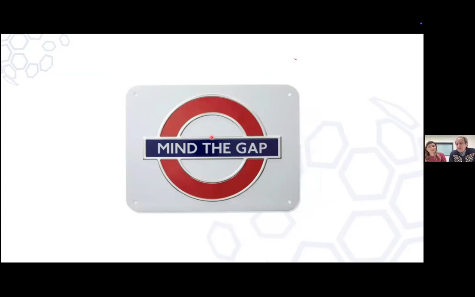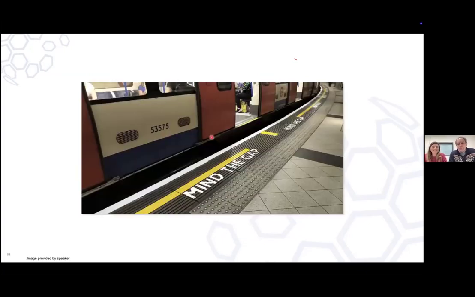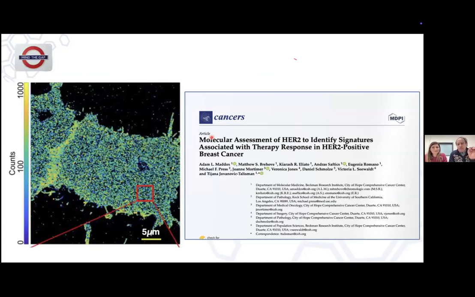If you go to the underground, you will see these things, "mind the gap," written on the floor, etc., etc. Because I think the gap is important, okay? So why do I think the gap is important? Let me show you something that tries to explain what we actually see on the microscope.